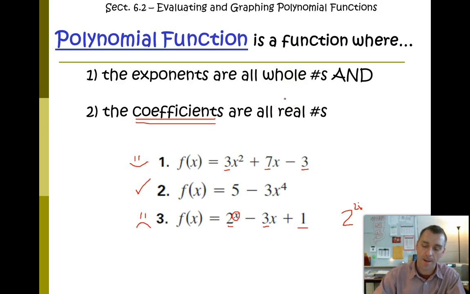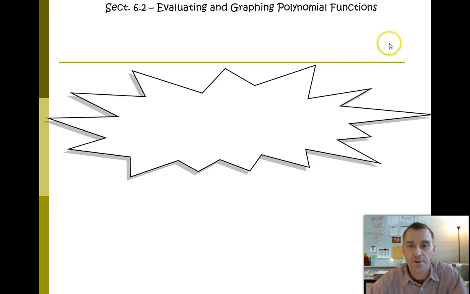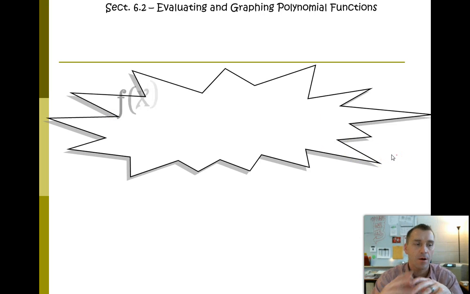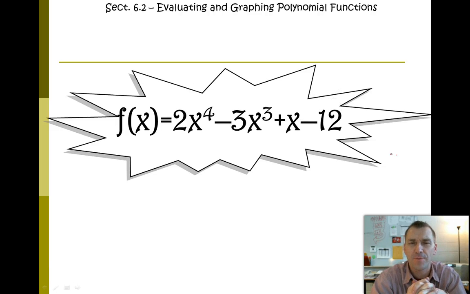So there's your first thing. Okay, on to this. Onto your graphic organizer, you see this little blast-out thing. Well, in this is going to be an example, and from this example that I'm going to have you put on your graphic organizer, we're going to use this to get a couple more definitions.